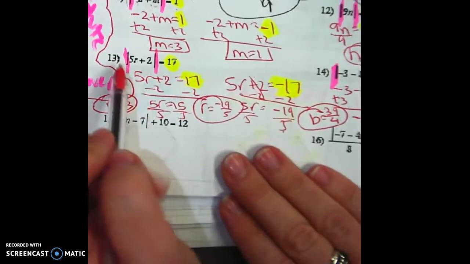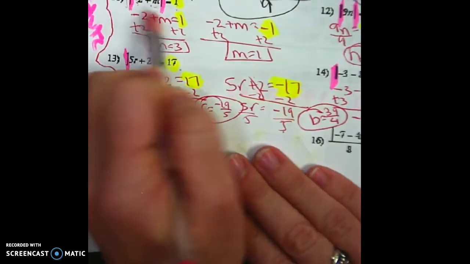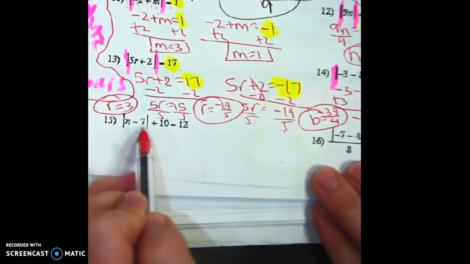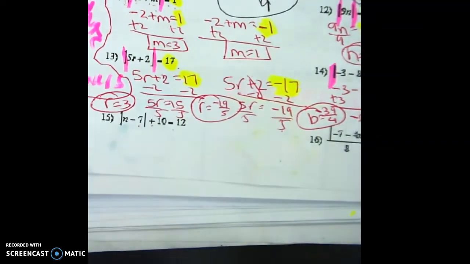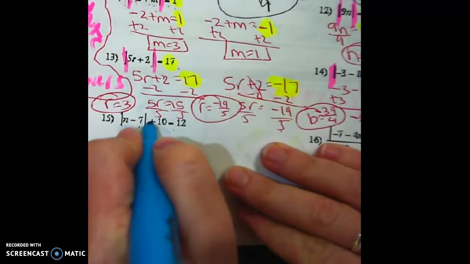Now, here's what's different about these next two. If you look here, it was like the bars equals, the bars equals. But this is the bars plus equals. So the first thing you got to do is you got to subtract that 10.